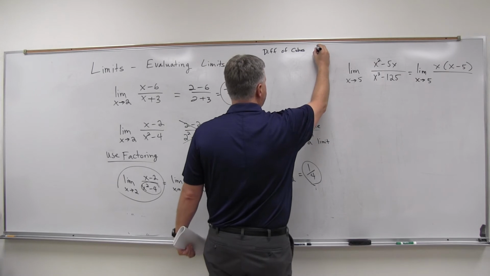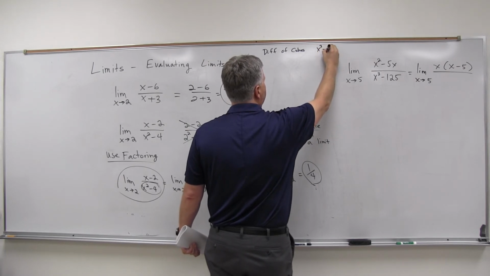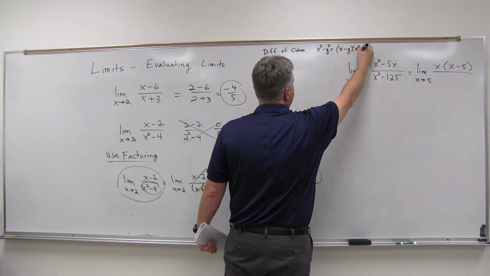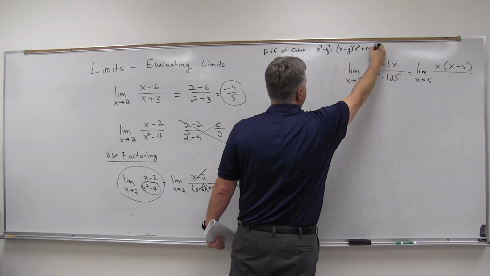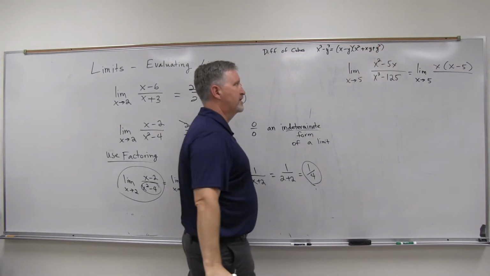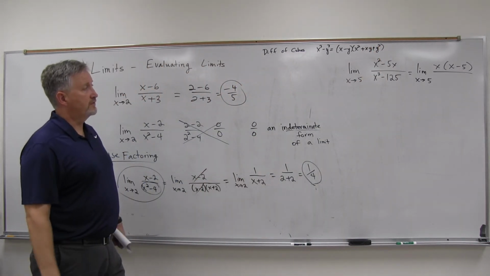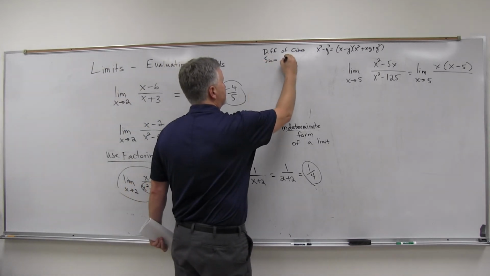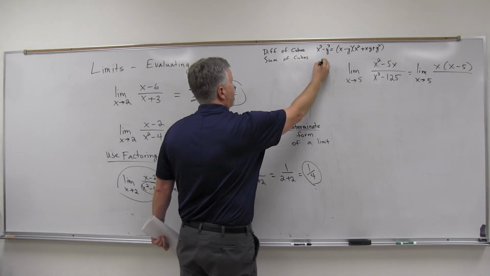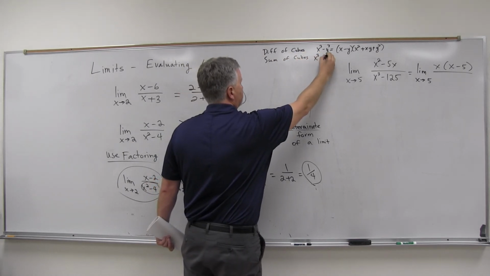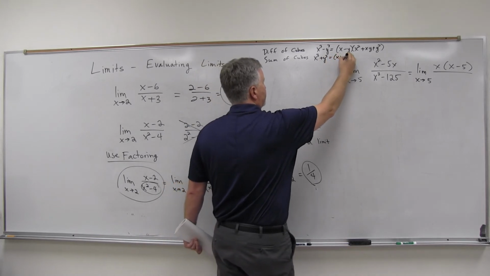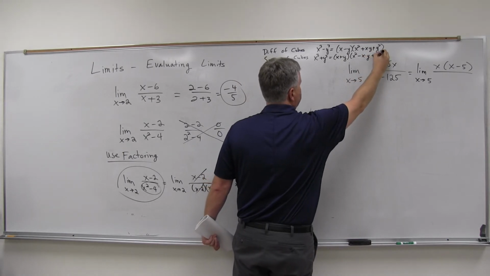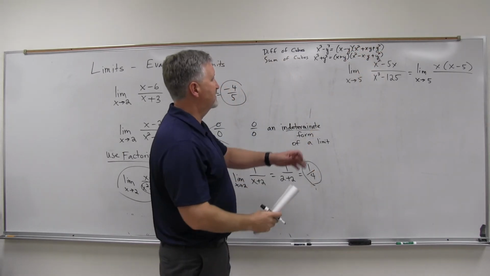But it turns out if you've got a difference of cubes, x cubed minus y cubed, that factors as x minus y times x squared plus x times y plus y squared. If you're not familiar with that, that's the way you do it. A sum of cubes is similar: x cubed plus y cubed is x plus y times x squared minus x times y plus y squared. So it's similar, the minus sign's in a different spot.